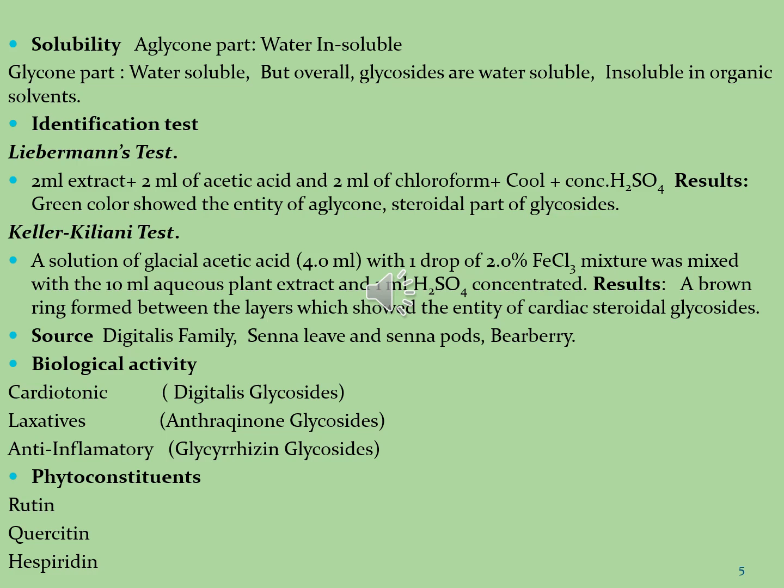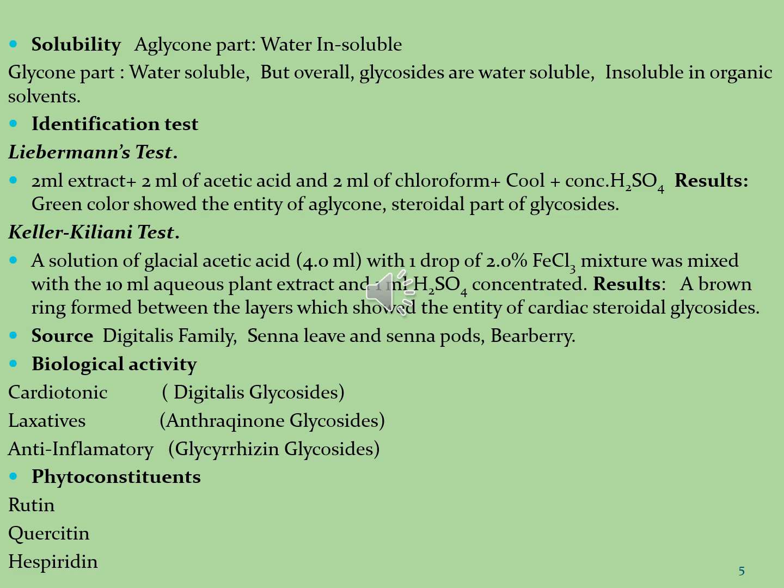In the first test, we take 2 ml of extract and add 2 ml of acetic acid and 2 ml of chloroform, then cool the solution and add concentrated sulfuric acid. In the results, a green color shows the presence of aglycone, that is the steroidal part of glycosides. In this way, the glycosides are indicated.